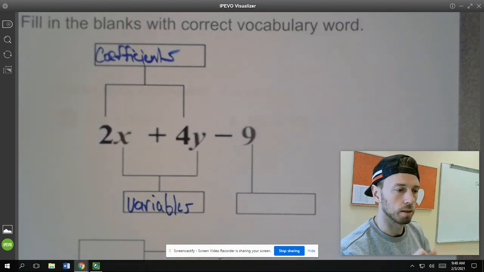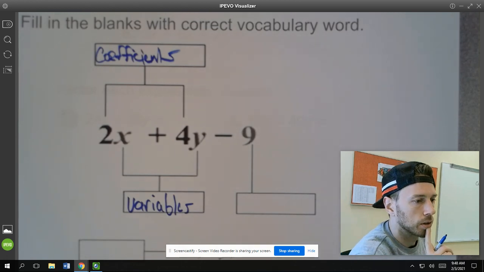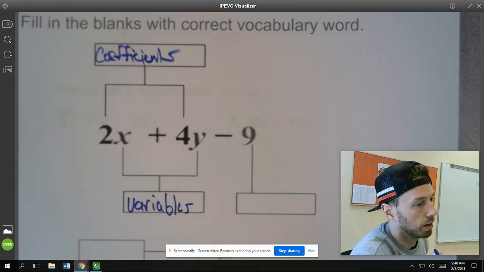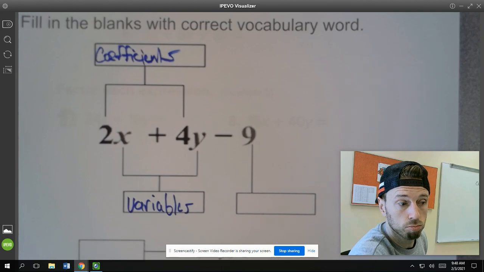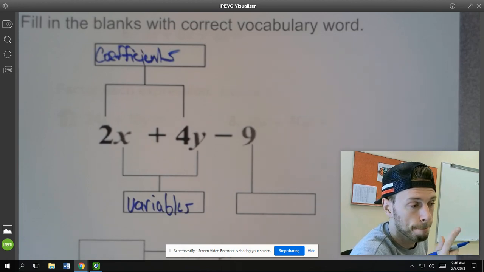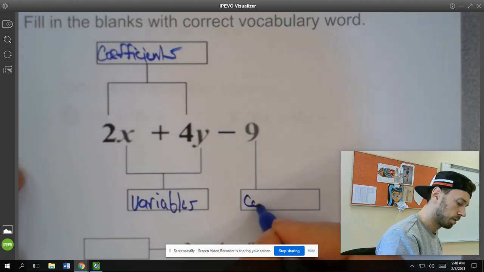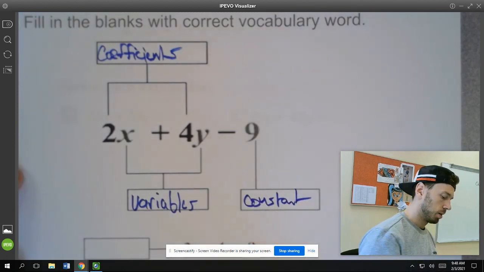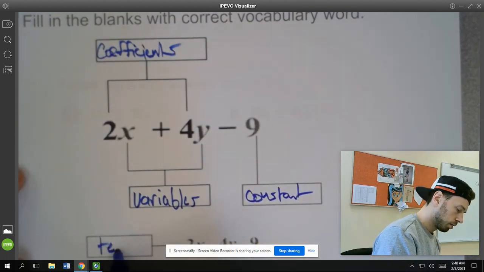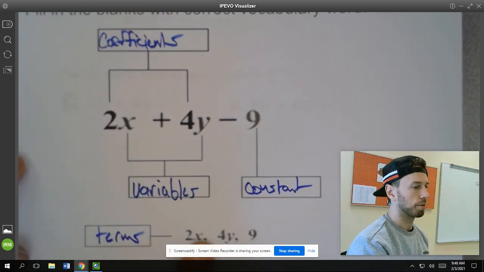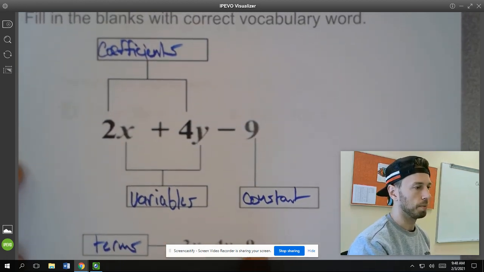Are there any constants in this expression? A constant, remember, is a term that doesn't have a variable. It's like a regular number. Yeah, there's one of them, right? There's one constant in here, and it's just minus 9. We call these terms, right? There's 3 of them, 2x, 4y, and 9.